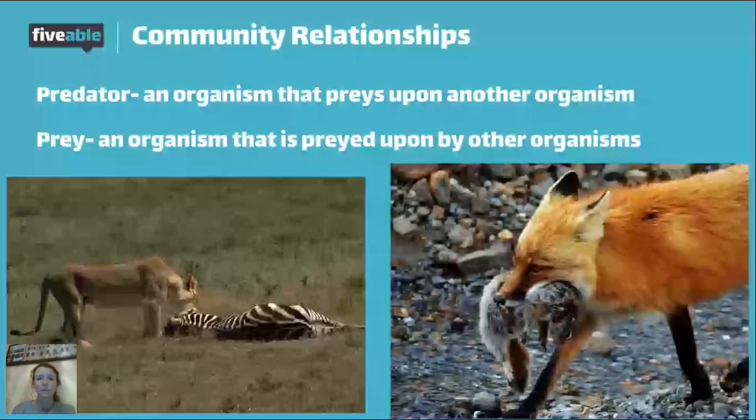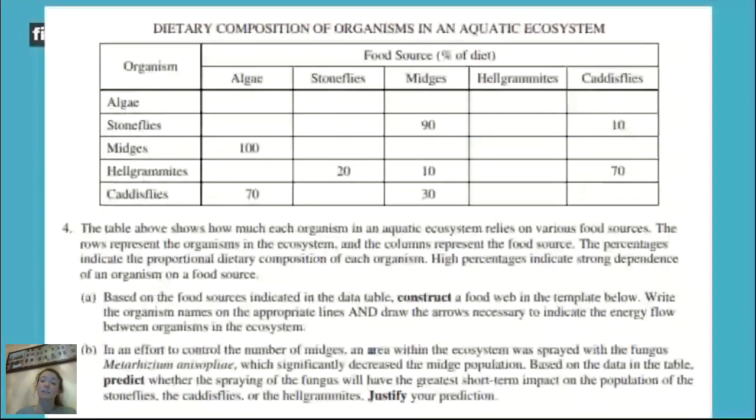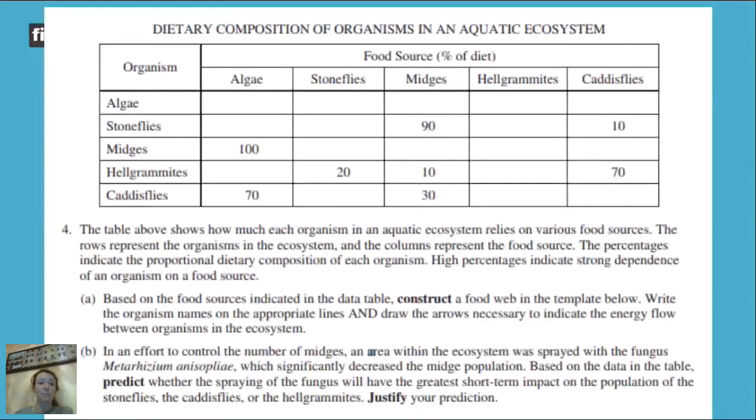Okay, so those are the basics to community ecology. There's not a whole lot to it as long as you're familiar with trophic levels, energy diagrams, food webs, and our symbiotic relationships, which we just went through. Those are really the key points here.